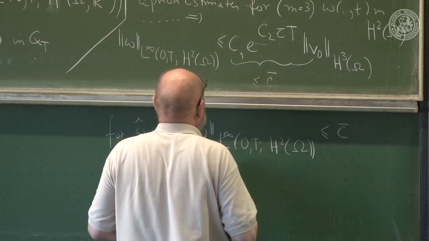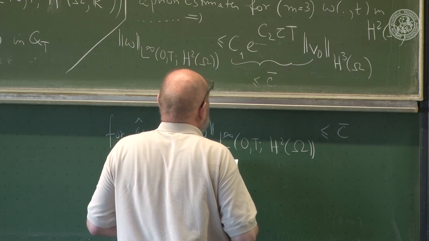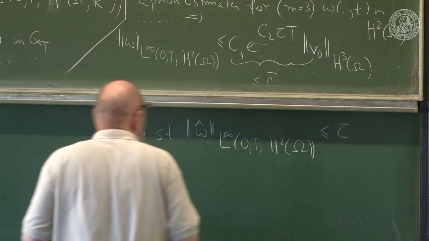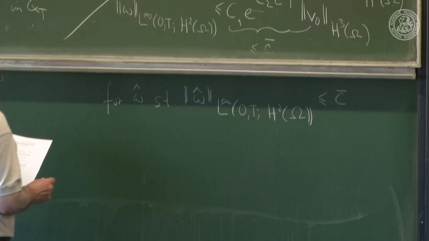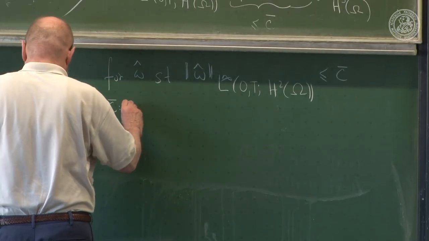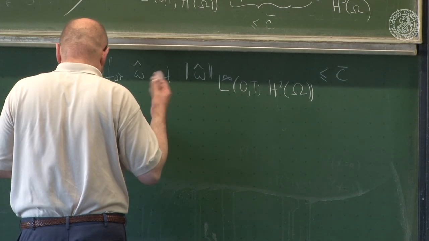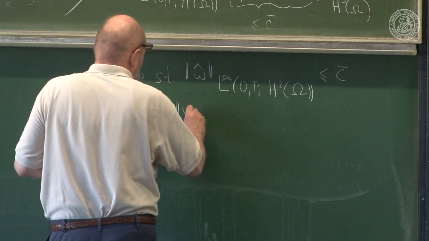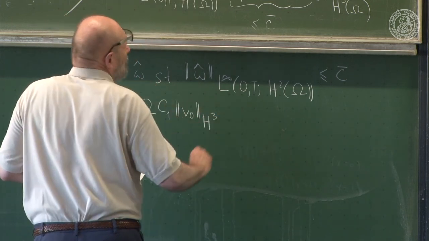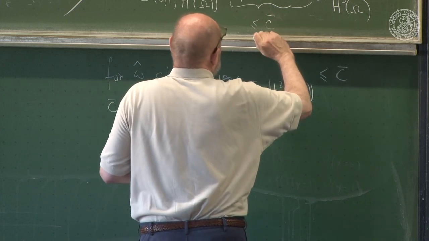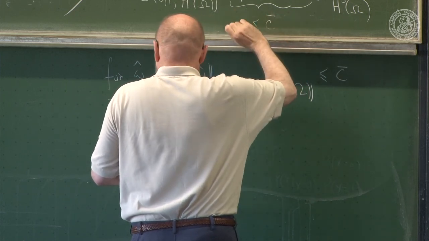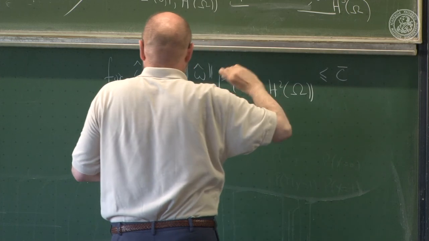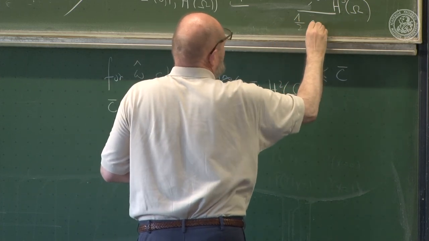And the C1, what do we know about the C? This we can do not for every C bar, but for a specific C bar. We choose as C bar just this constant which we have here, and we give it a little bit of room. So we take 2 C1 times this H3 norm. That means with this and this, we have something like 1/2 C bar.